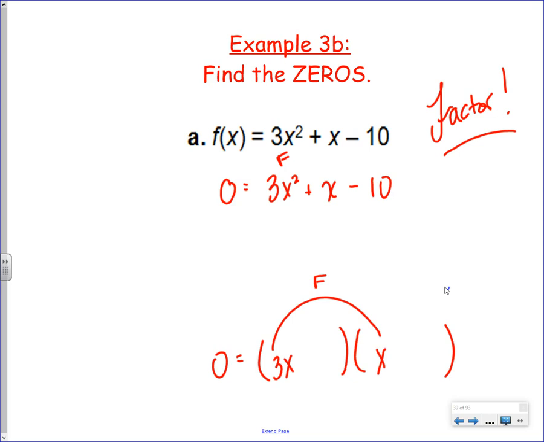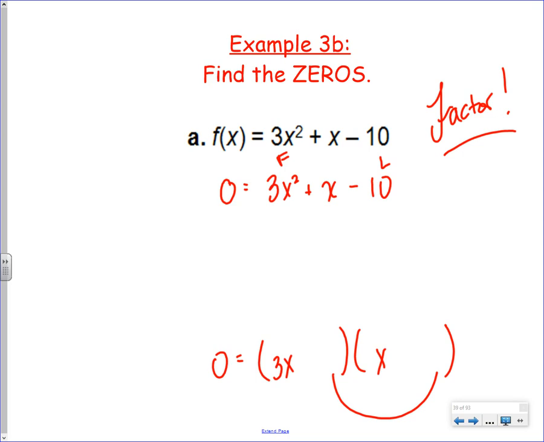So I think about, let me break this apart and say 3x times x, would it get you 3x squared? Yes or no? Yeah. So I am working backwards. I'm saying, well, that's my F. What piece of this trinomial do you think comes from the L, or from the lasts being multiplied? The last multiplication makes this -10.